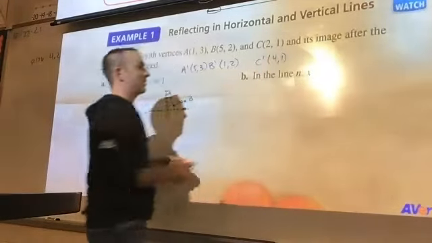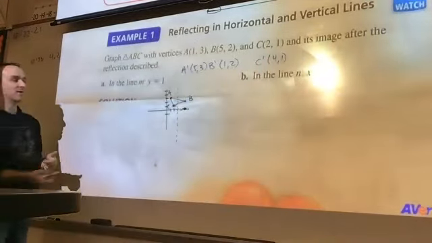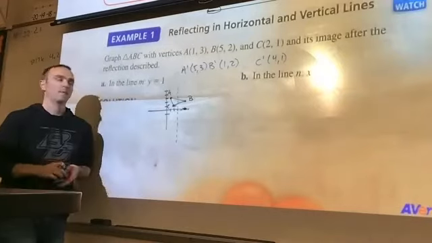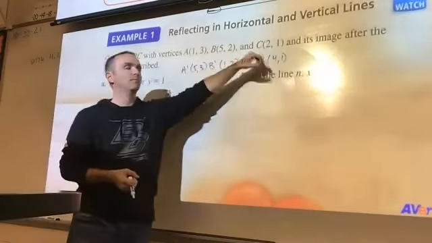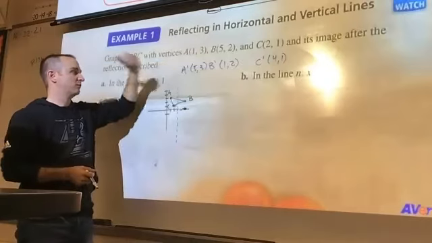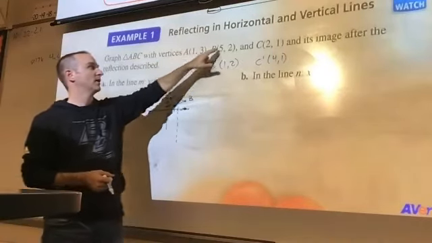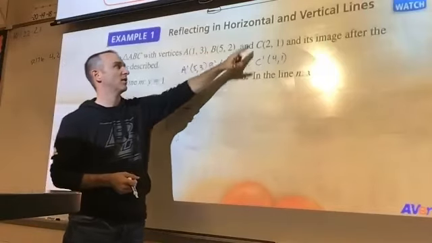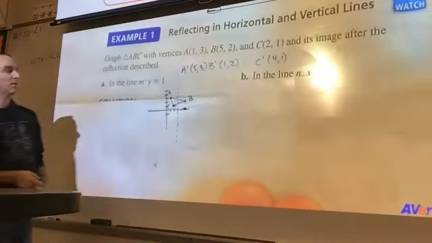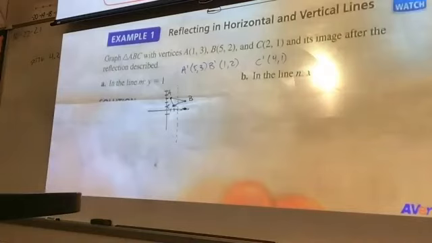So now that we're reflecting over x is equal to a number, that's a vertical line. My y values are going to stay the same. And I do that with my x's, right? Find the halfway, I'm going to 3, add 2 more. I'm subtracting 2, subtract 2 more, adding 1, add 1 more. Good. Any questions on those?